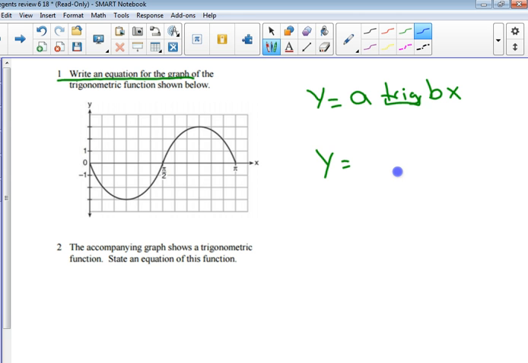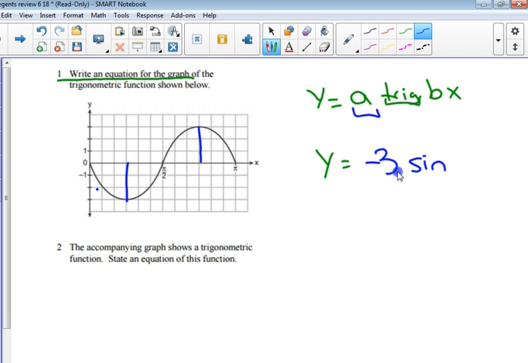The first thing you find, the a, is the amplitude. So if you split it, what's it going to be? Good job, Sophia. It's 3, but because the graph goes down first, it has to be negative. Now, is the trig function sine or cosine? Does anybody know why? Starts with 0.